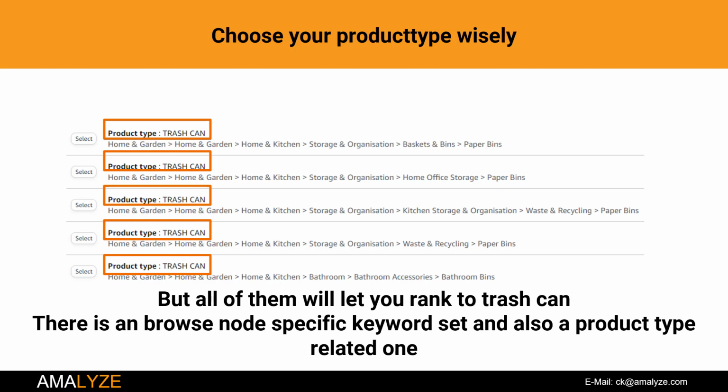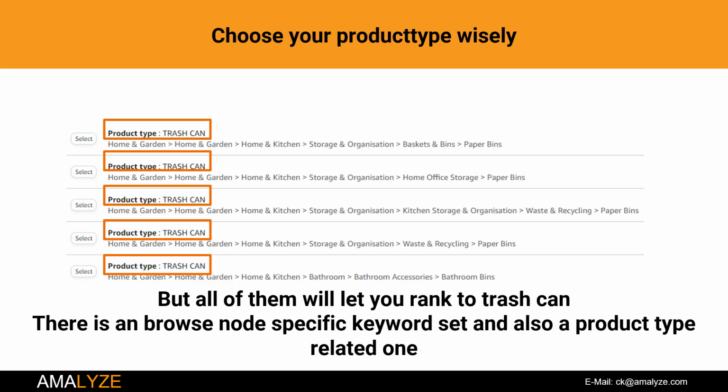To sum up, there is an easy assumption. There is a browse node specific keyword set, we know that for the main category and also for the leaf nodes behind it. And there is a product type related keyword set existing. We got that information from the seller support, and we have seen that over the last 4 or 5 years.